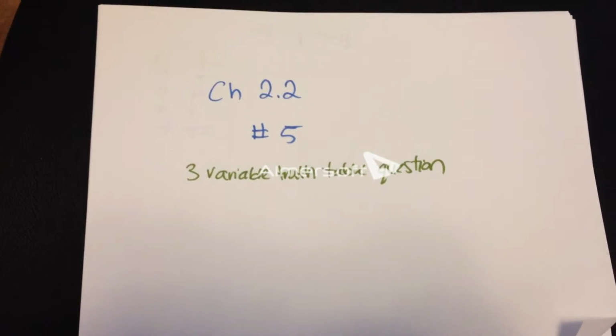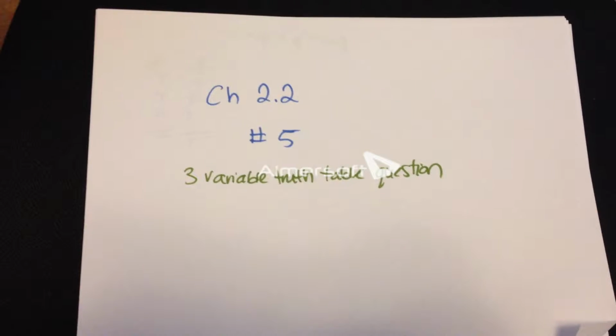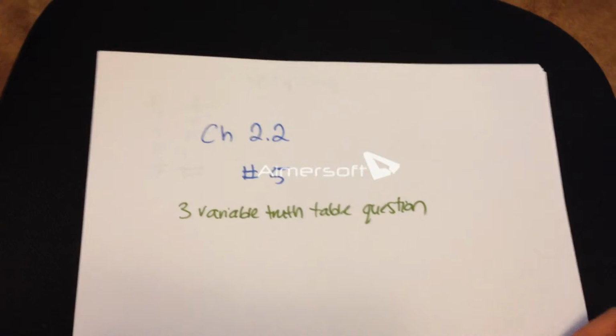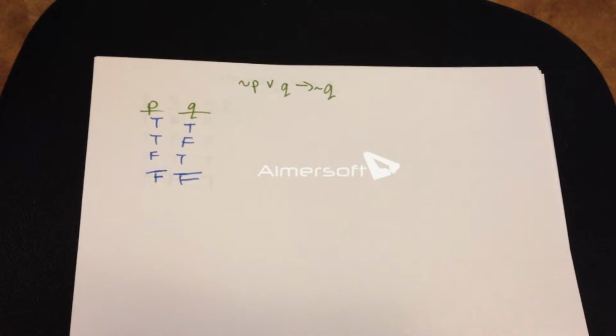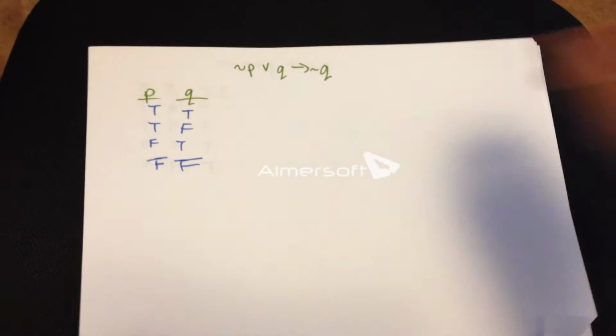Okay, so I'm working on chapter 2.2, problem number 5. Now this problem is a 3-variable truth table question. And this question is where not P or Q implies not Q.